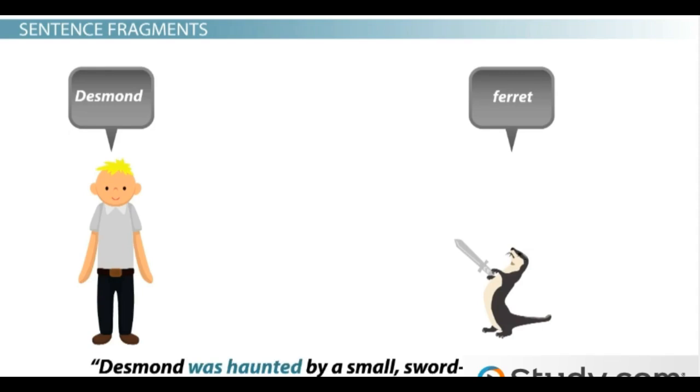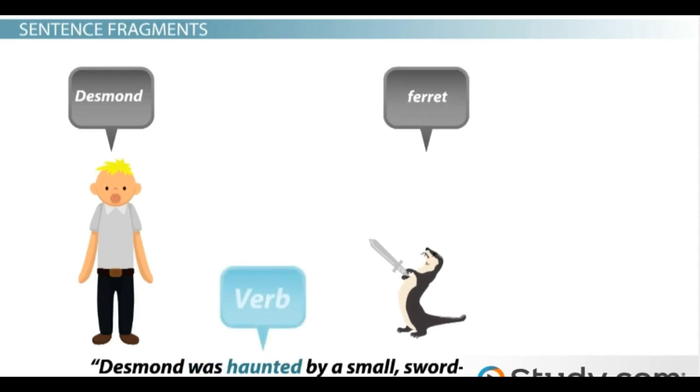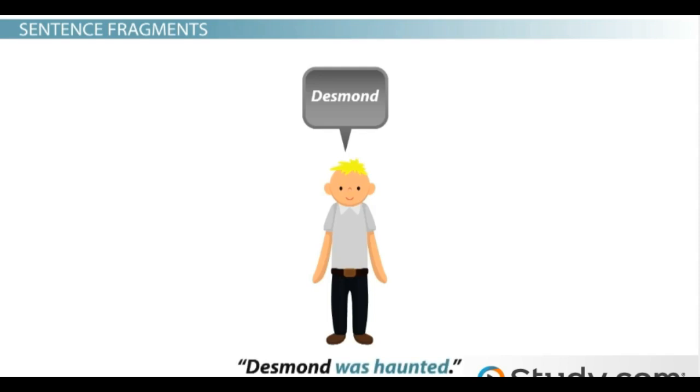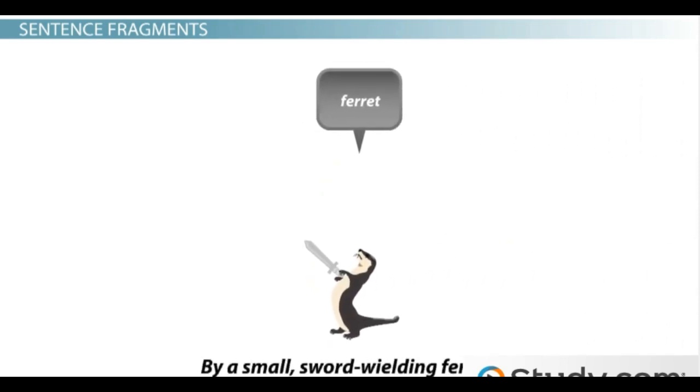The action here is was haunted, the main verb being haunted, while the thing being haunted is Desmond. That's the primary subject. Here's the same sentence in fragments. Desmond was haunted. Okay, that part's a complete sentence. By a small sword-wielding ferret. The second sentence is a fragment because it no longer contains a main verb or subject. We have the subject of sword-wielding ferret, but it's hanging out on its own.